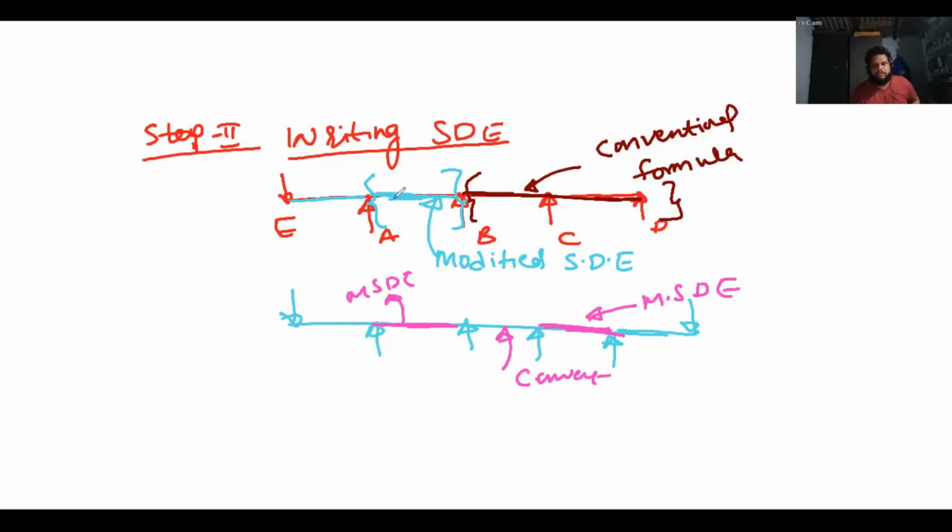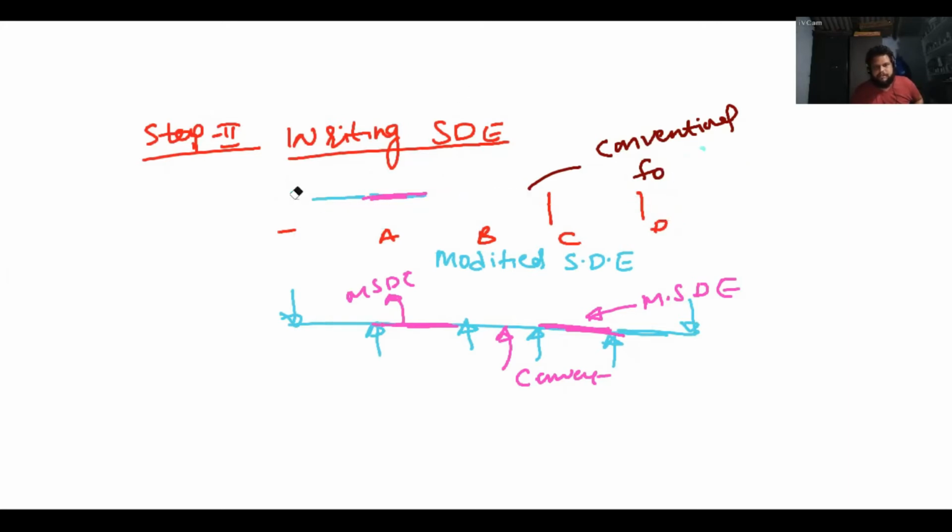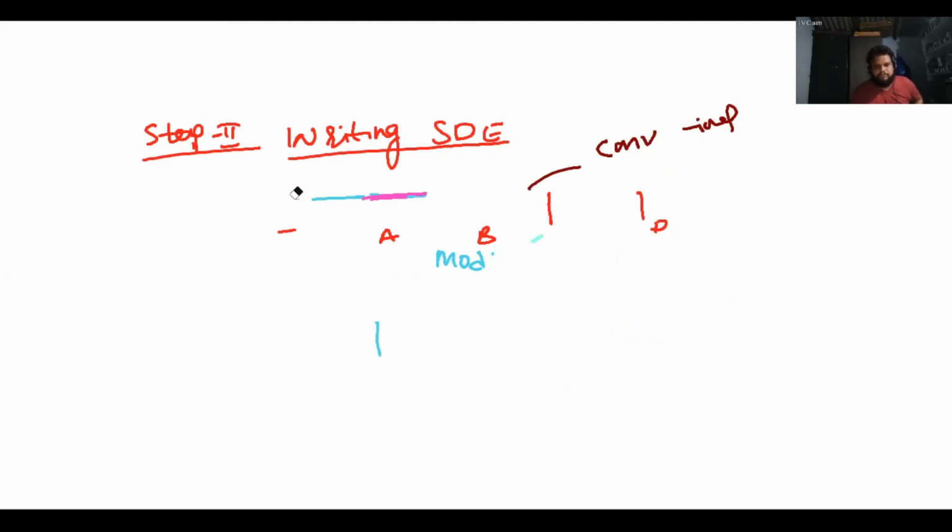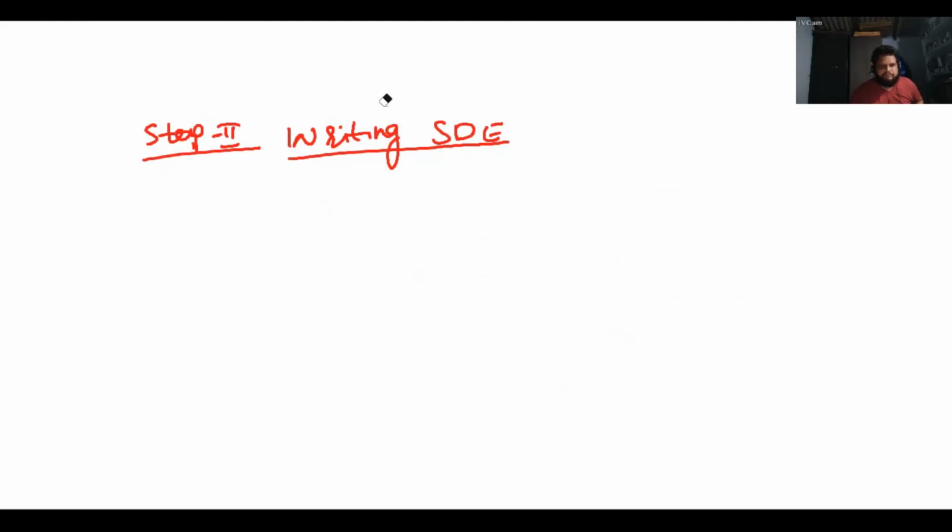So the only thing you have to remember is, whenever you are having an overhanging portion, for the span adjacent to the overhanging portion you have to write the modified slope deflection equation, and for the remaining you have to use our conventional slope deflection equations. So now in our case, for span AB, I have to write a modified slope deflection equation. For BC as well as for CD, you have to write the conventional formula. So that is the reason.